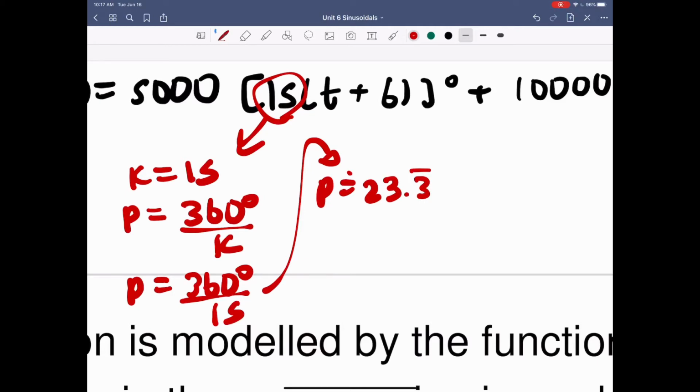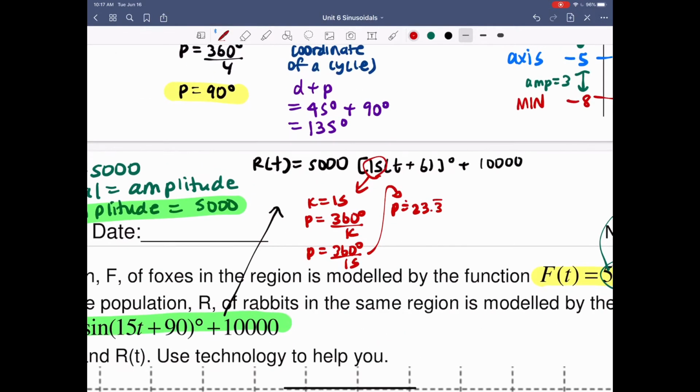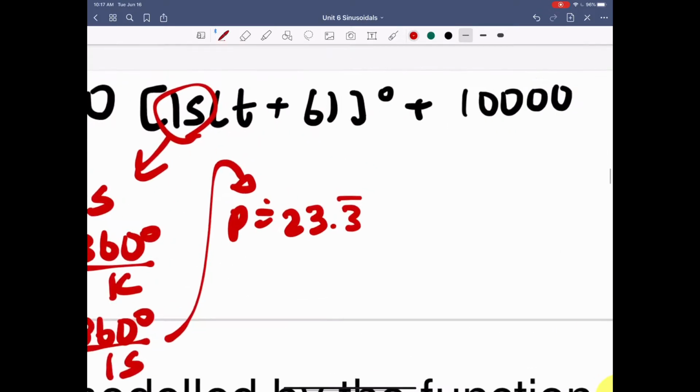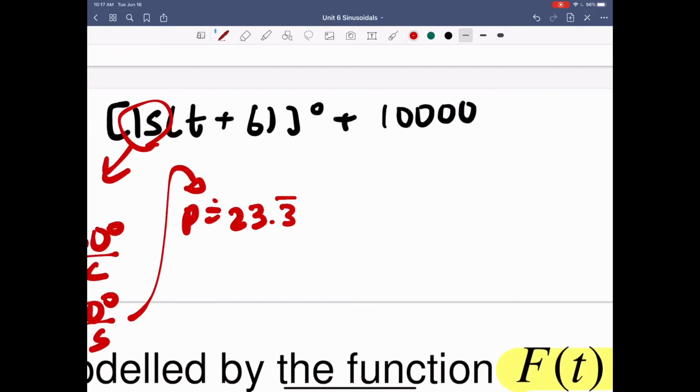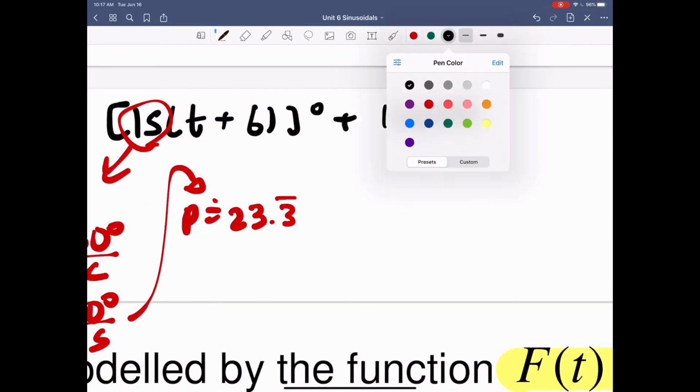23.3 continued. When you're graphing, although in algebraic questions I anticipate you to write in exact form, it makes more sense to use decimal values. So that's kind of the exception to the rule, I suppose.